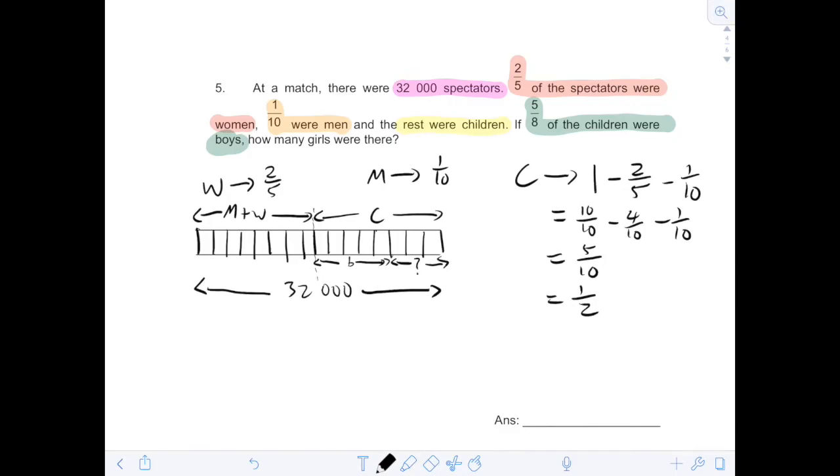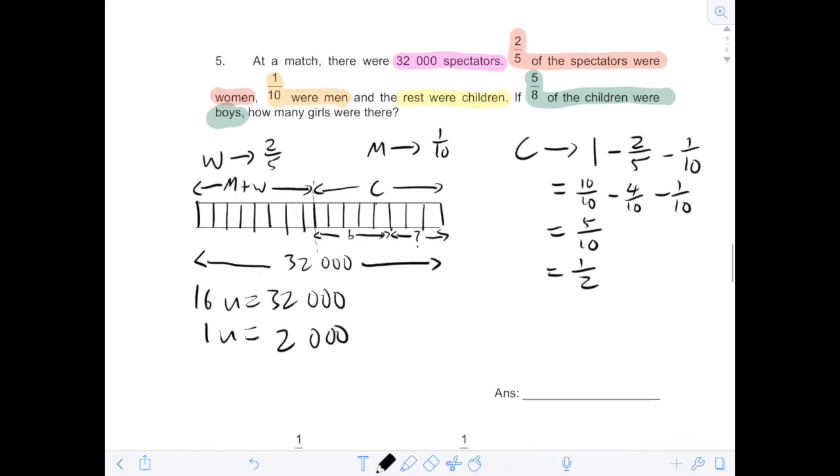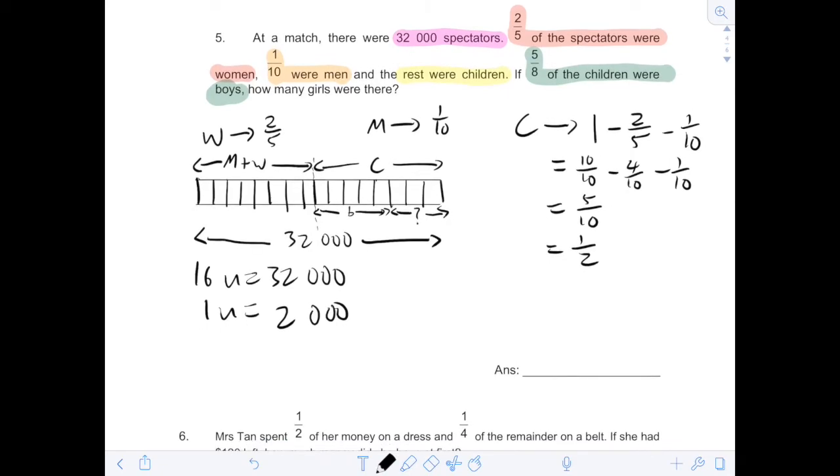We can see here that since you split each of these halves into 8, there's 8 on the right and 8 on the left, so you got 16 units altogether. You know that 16 units will be equal to 32,000, and 1 unit will be equal to 2,000. From here we just have to find the 3 units at the end there. 3 units will be equal to 6,000. So there are altogether 6,000 girls. This is the final answer.